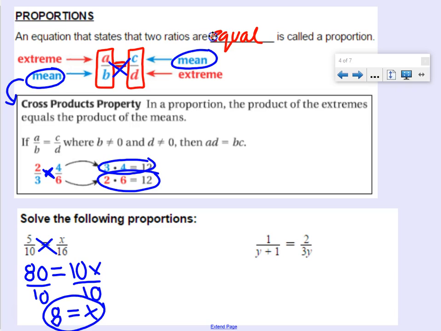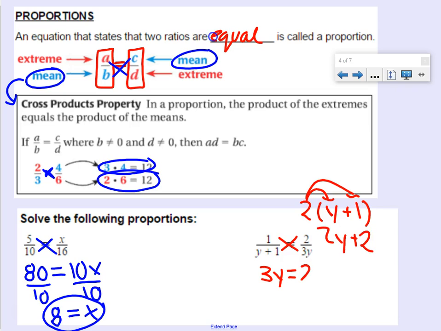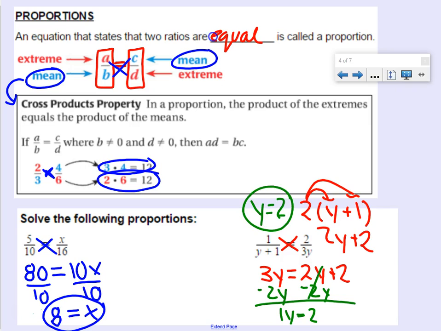For our second example, do your cross multiplication. 1 times 3y is 3y, which is equal to 2 times (y plus 1). Make sure you are using distribution. You're multiplying a sum, so we would get 2y plus 2. Get your variable to one side by subtracting 2y from both sides. We get 1y equals 2, so y equals 2.